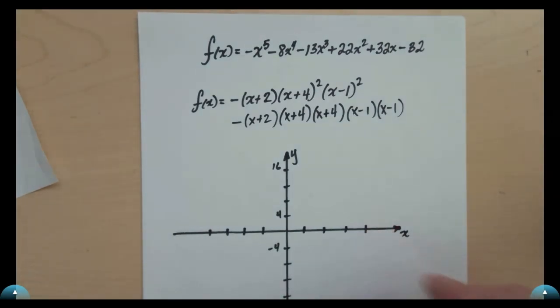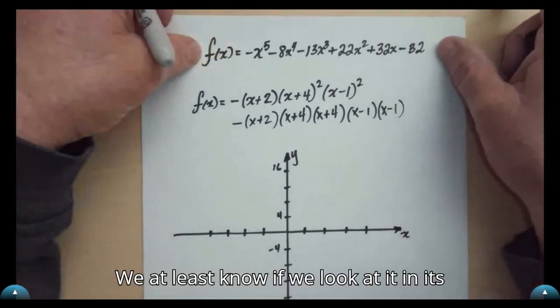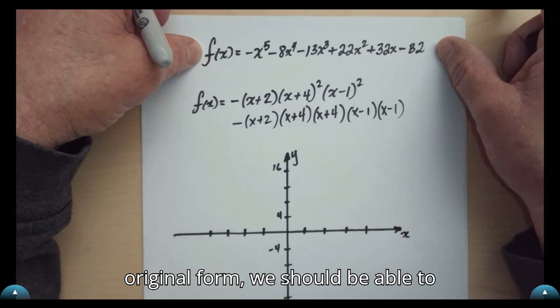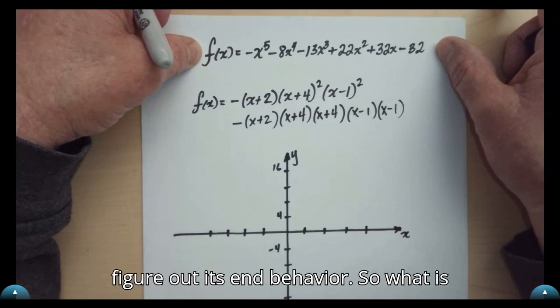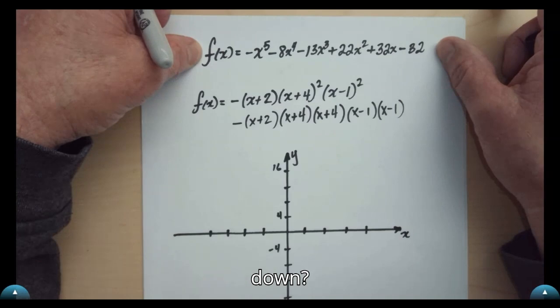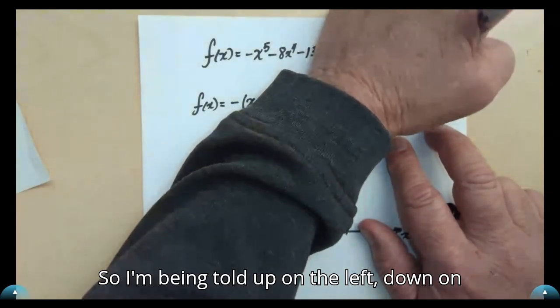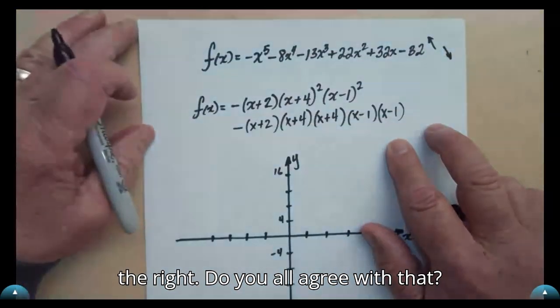So we at least know, if we look at it in its original form, we should be able to figure out its end behavior. So what is it? Is it up, up, down, down, down, up, or up, down? So I'm being told up on the left, down on the right. Do y'all agree with that?